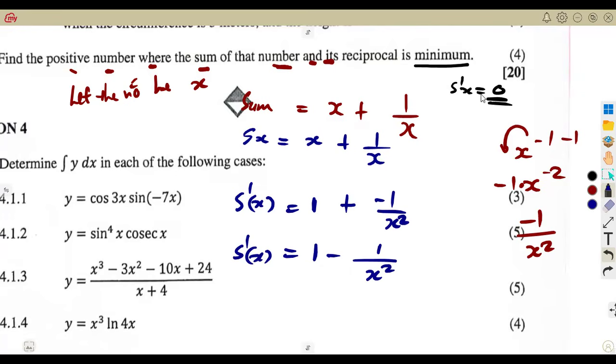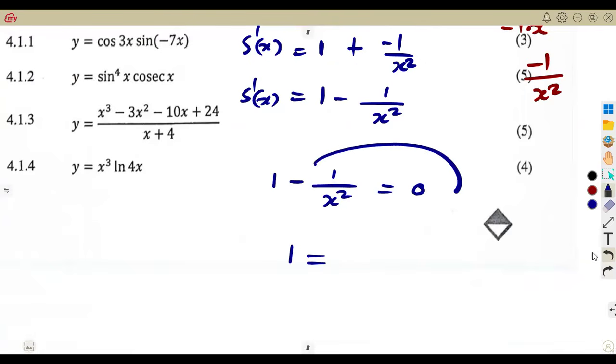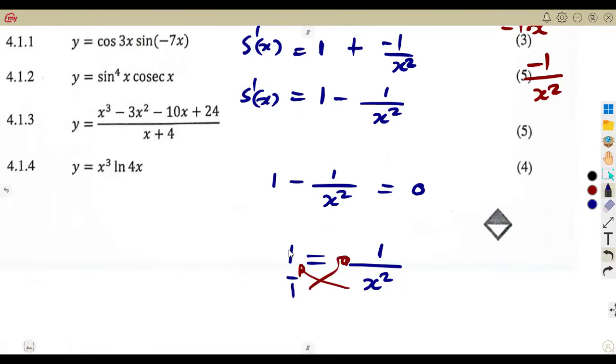But they are saying it's minimum. It must be equal to 0 for this to be minimum, the first derivative. So we're going to take this, equate it to 0 as it is. That's an equation that you need to solve now. So you can just say 1 is equal to, take this to the other side, it becomes positive, 1 over x squared. So cross multiplication here, guys, can be done. You can even cross multiply and see what's going to happen. 1 times x squared is what? X squared, 1 times 1 is 1.